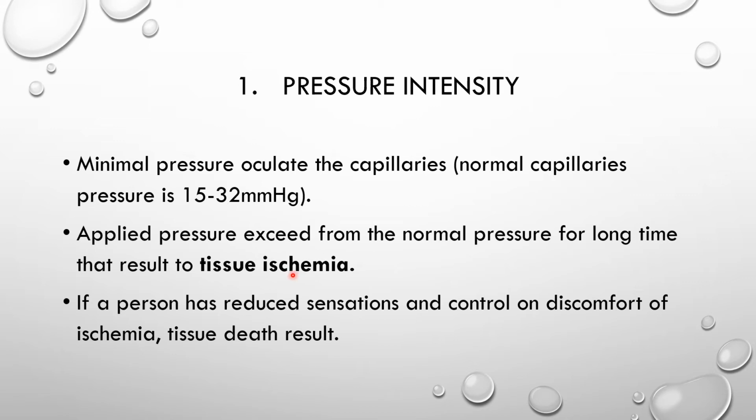And if a person has reduced sensation over that area and uncontrolled discomfort of ischemia, that leads to tissue death, and that is known as necrosis. Do you understand? If the pressure intensity is more than 15 to 32 mmHg, that leads to tissue ischemia, and the cells of that area turn a bluish color.